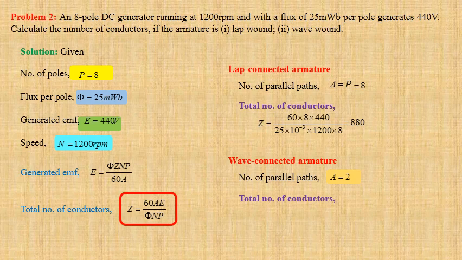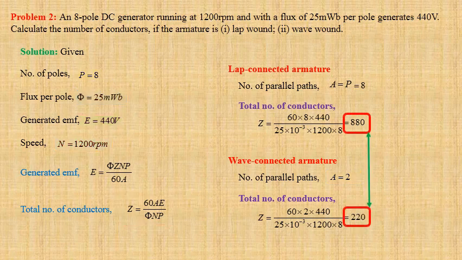The total number of conductors will be Z equals 60 into 2 into 440 divided by 25 into 10 to the power minus 3 into 1200 into 8. That gives us 220. If we compare both the cases, we can conclude that for a wave-connected armature, the number of conductors required is 1/4 of that required for a lap-connected armature for the same amount of generated EMF.